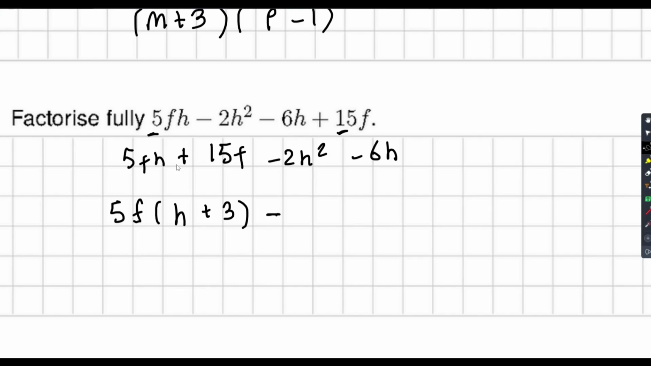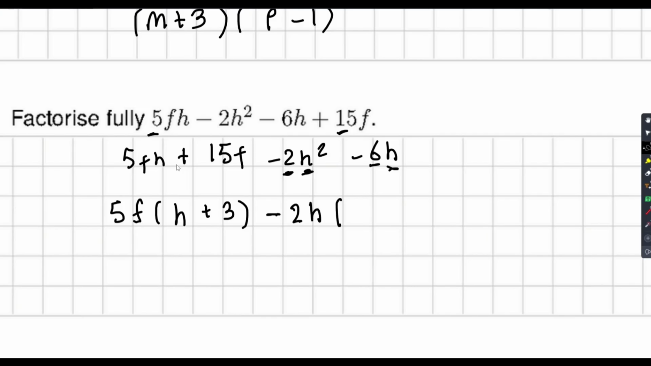What else can we take out from both of these? So we look at the numbers, 2 and 6. What is the highest number we can take out of both of them? That's going to be 2. Then this one has an h squared, this has an h. We take the lowest power of h, which is just going to be h.